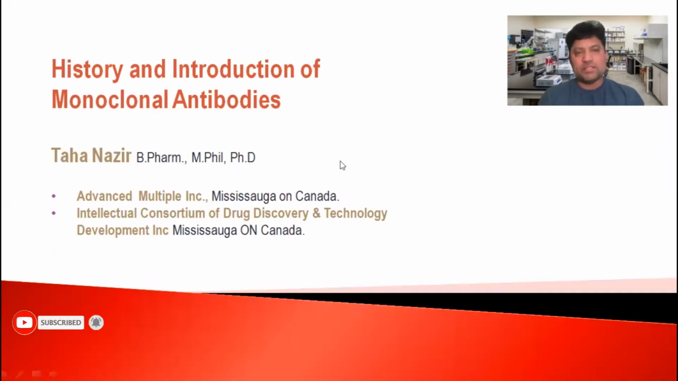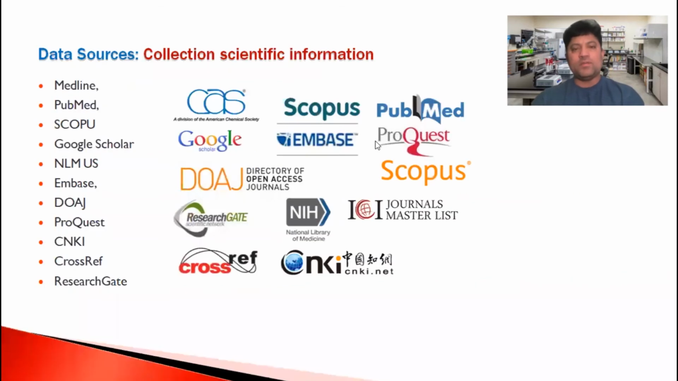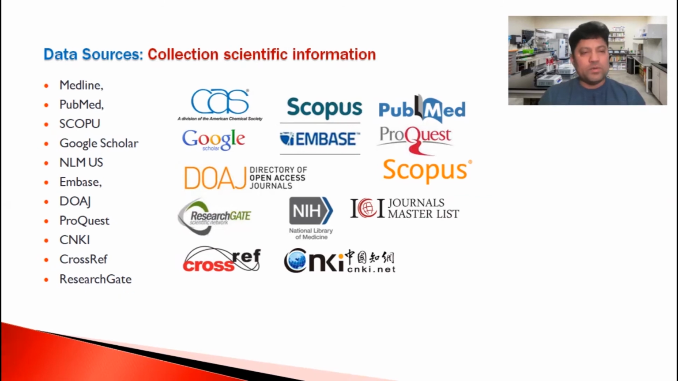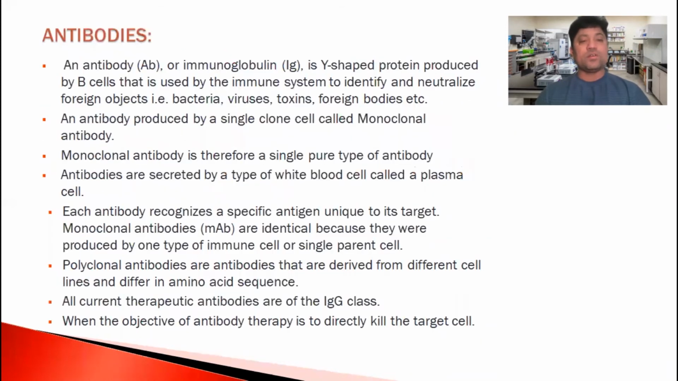Today I'm going to share my knowledge, my experience, and my research under the title of History and Introduction of Monoclonal Antibodies. For this purpose, I collected the scientific information and data from open sources like PubMed, Medline, Scopus, Google Scholar, National Library of Medicine US, MBAS, directly from Open Access Journals, ProQuest, and CNKI, that stands for the China National Knowledge Infrastructure. Some of the information was collected from ResearchGate and Crossref.